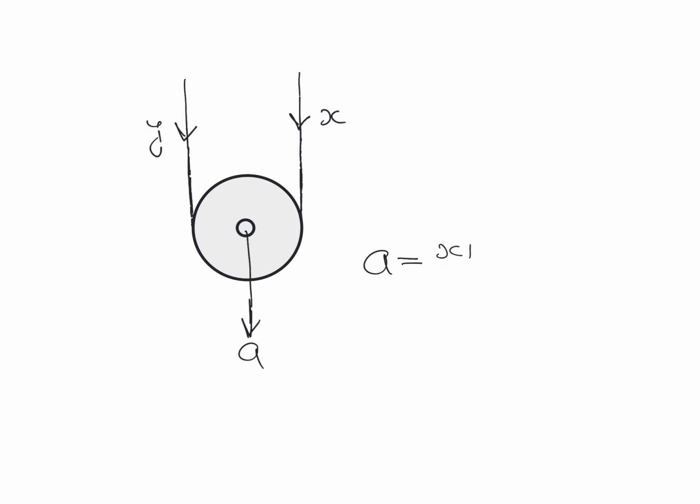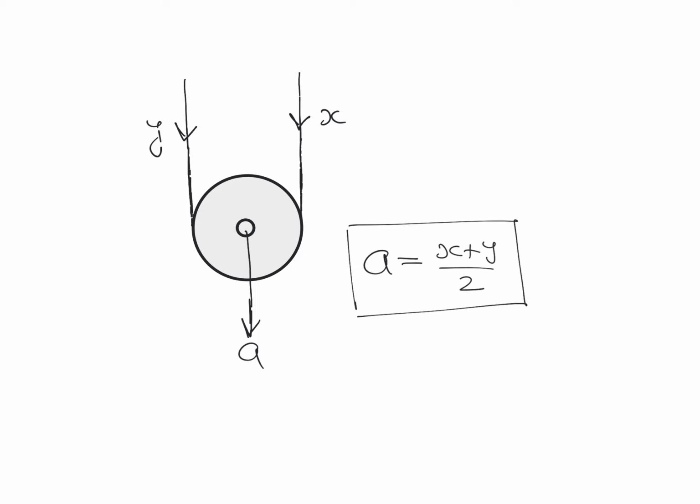So for any string pulley system, we can use this constraint relation. In general, we'll represent this constraint relation something like this. If we are representing the acceleration of pulley by A, the acceleration of string on right side by X, and the acceleration of string on left side by Y, we'll write the constraint relation between them as A is equal to (X plus Y) divided by 2.